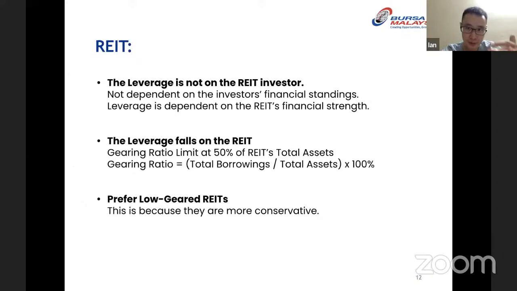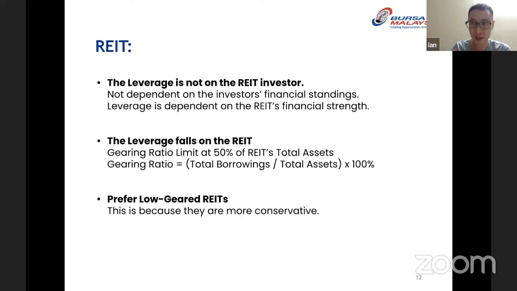However, if I look at a REIT where the gearing ratio is low, like 30% or 20%, and the limit is 50%, this is something that I will look into, because this shows me that the REIT has the ability, the borrowing capacity, to go to the bank to get a loan to buy new properties for investment.